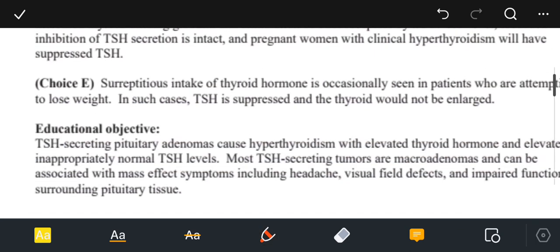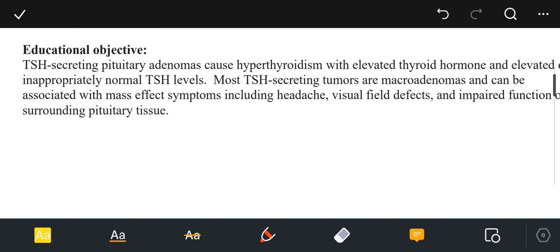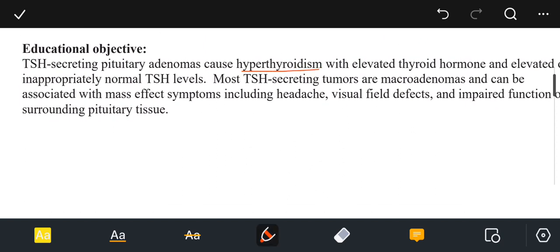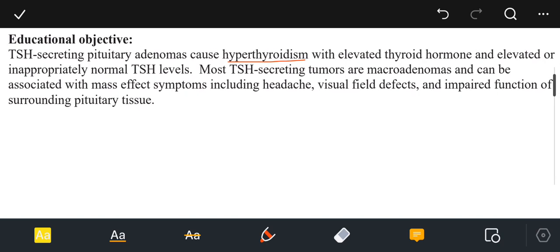The educational objective of this question states that TSH secreting pituitary adenoma causes hyperthyroidism with elevated thyroid hormone and elevated or inappropriately normal TSH levels. Most TSH secreting tumors are macroadenomas and can be associated with mass effect symptoms including headache, visual field defects, and impaired function of surrounding pituitary tissue.